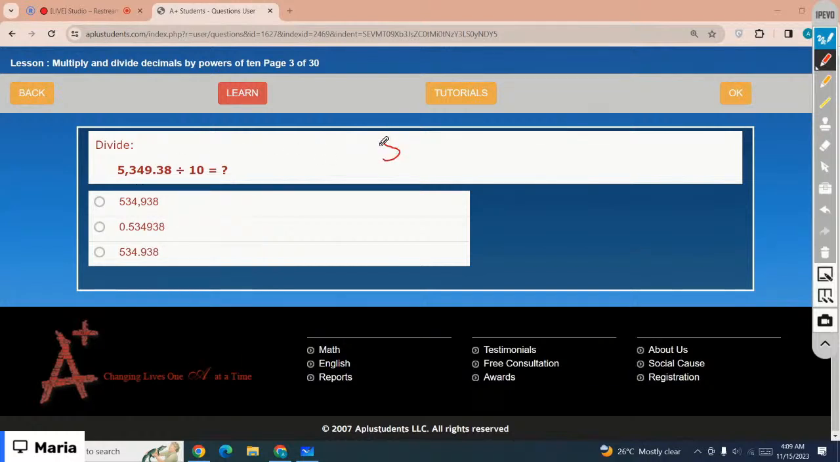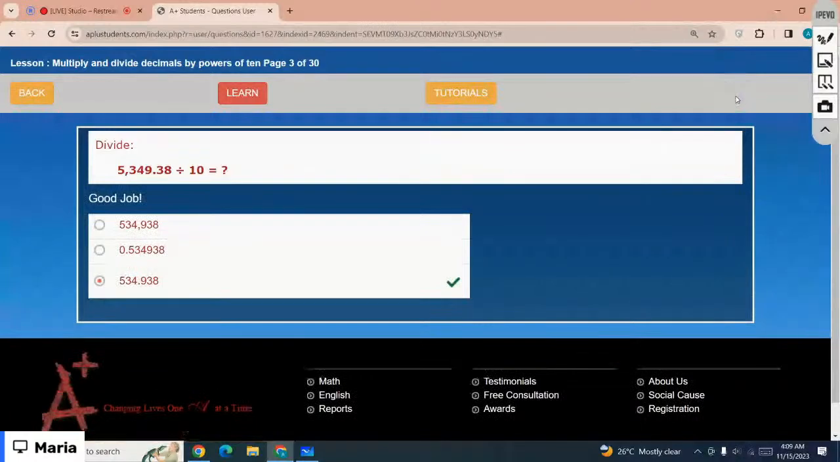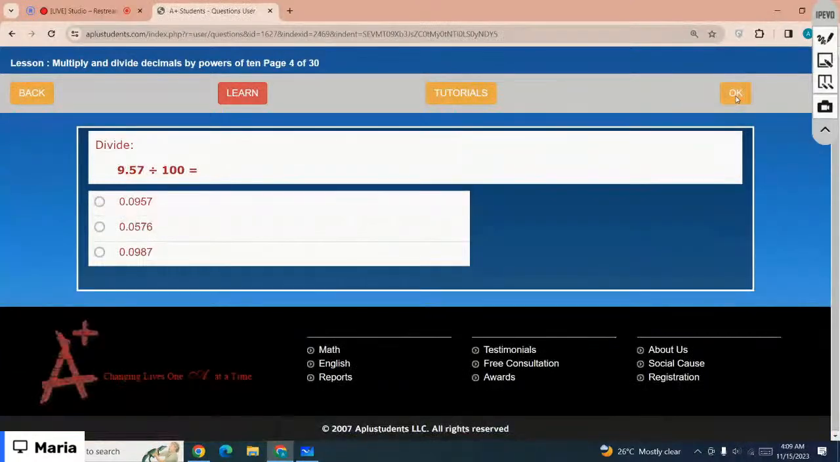So that would be 5.4938. So the last option is the correct option, right? Why is no one answering? That is 54.938. Okay, the next one is 9.37 divided by 100.